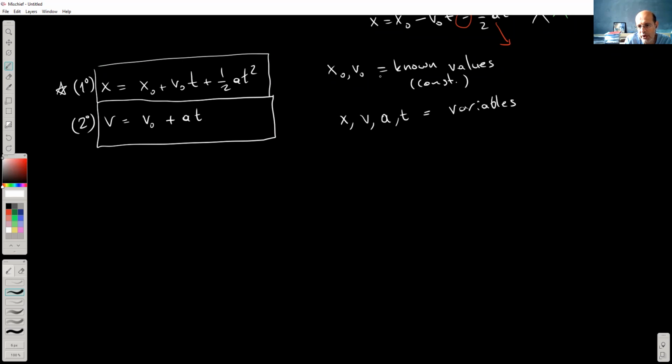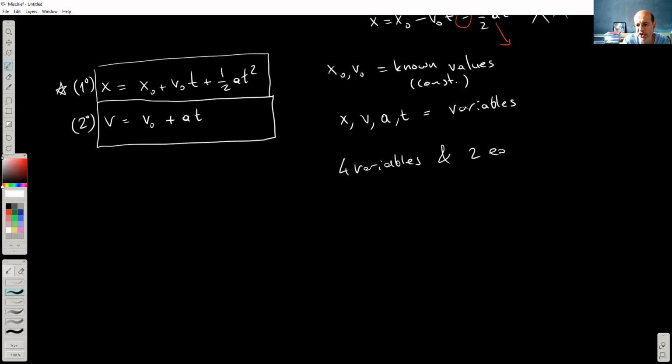Okay, so just forget about the initial values. Let's talk about the final values. Well, these two are final values. Acceleration is always constant, and that's the final time too. But we can think of all of them as the final value. So I'm going to think of these as variables. So I have 4 variables and I have 2 equations.